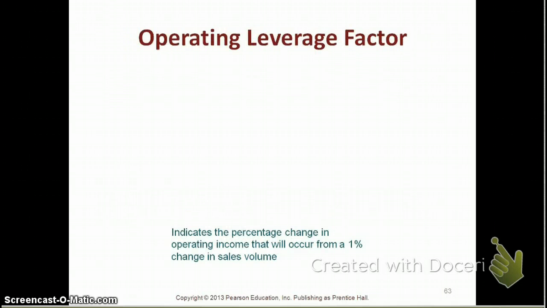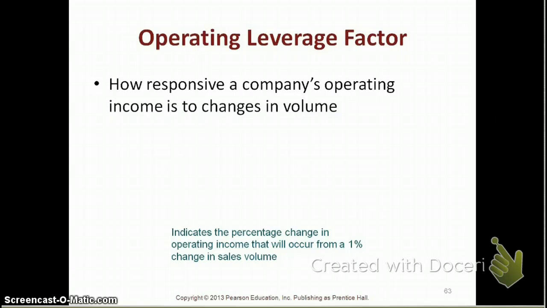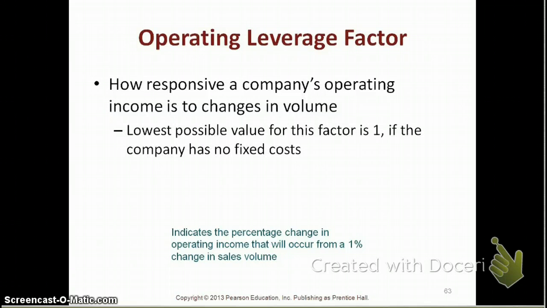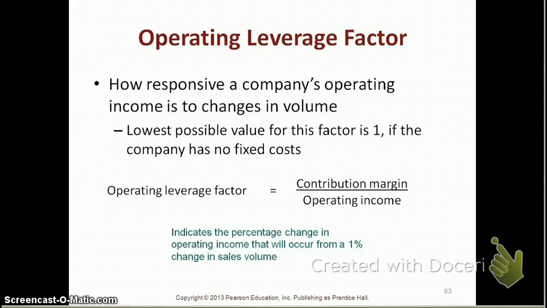Next, we're going to take a look at operating leverage factor. The operating leverage factor is also an indicator of risk, and we calculate it by dividing our contribution margin by our operating income. The operating leverage factor is very useful because it shows us how much our operating income will change if there's a change in sales volume, and we'll talk about that more in class and learn how to calculate it. Also note that the lowest possible number for this factor is 1. If a company has an operating leverage factor of 1, that means this company has no fixed costs.